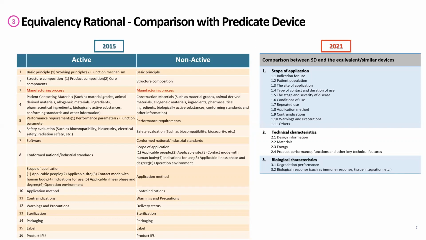But in this new guidance, we need to give some summary about the degradation performance and the results, and also we need to give the results of the biological response, such as immune response and tissue integration. But we are not sure how much detailed information should be covered in this part. Maybe when we submit several reports, we can know the opinions from the reviewer. Next page.